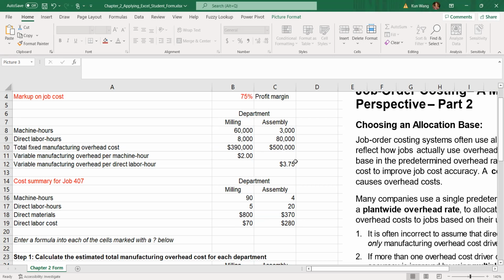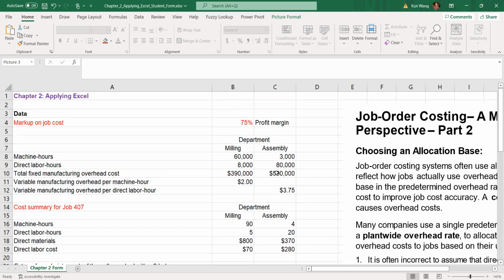So the only difference here for the two departments than the company-wide is we kind of repeat the process, like the cost reports for the two departments, and then adding them together will be the total job order cost. After we understand the information, one more thing is the markup on the job cost, because later for the requirements, we need to set up a price.